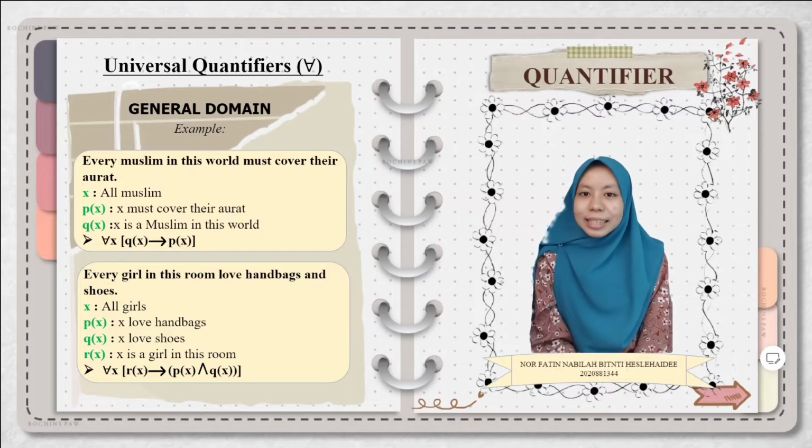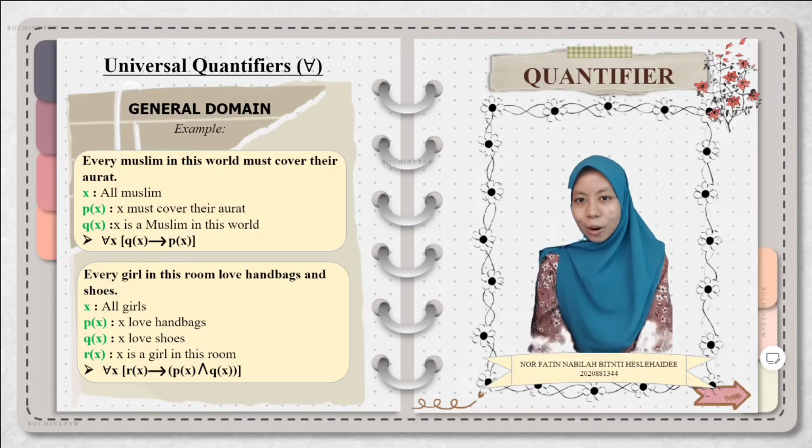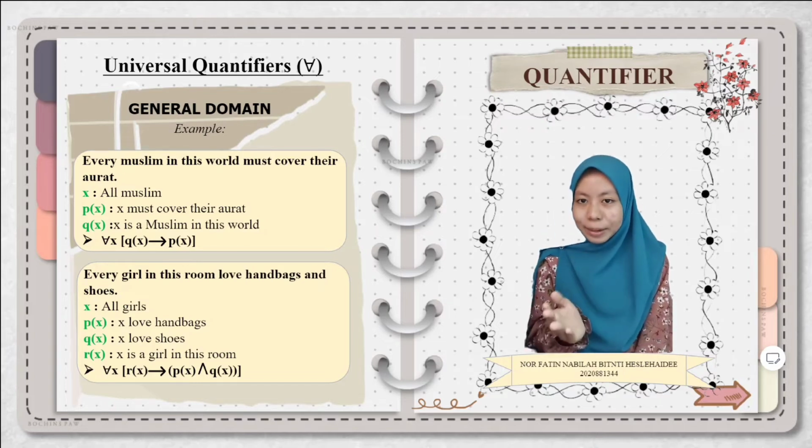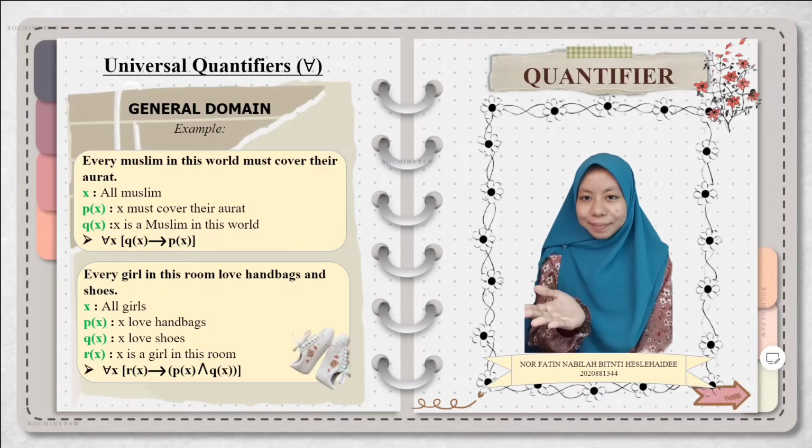Let's look at the next example. It's the same quantified statement, but our domain has changed too, which is x all girls. So we add another statement, R(x): x is a girl in this room. So look at the answer.